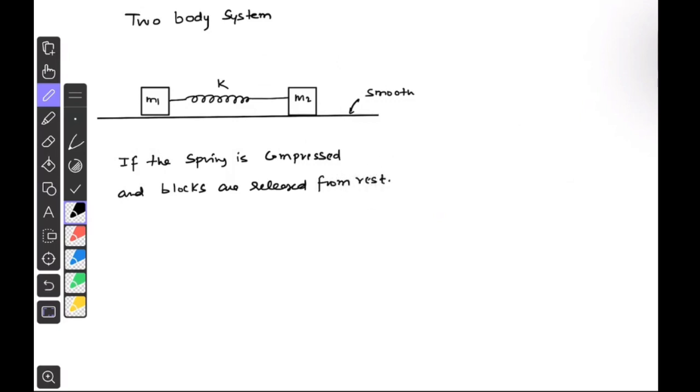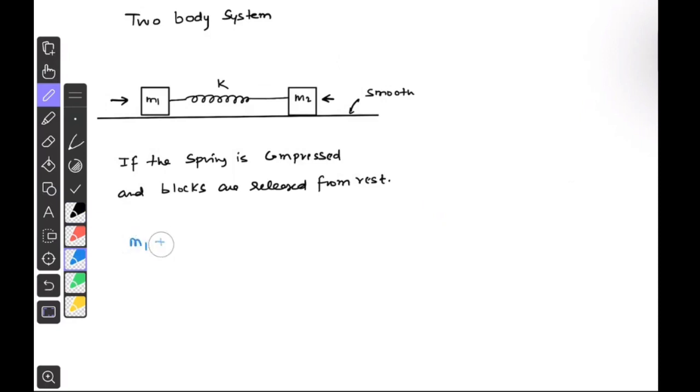So tell me, what will be the velocity of the center of the mass after releasing the blocks? Suppose I compress the spring by pressing the blocks M1 and M2 from either side, and I release it at some compression but from rest. So what will be the velocity of the center of the mass afterwards? Will it be zero only or not? Because the moment I release it, what is the speed of every block? Zero.